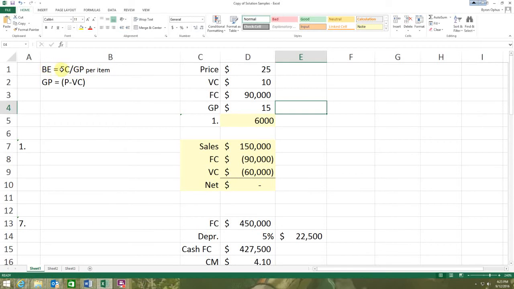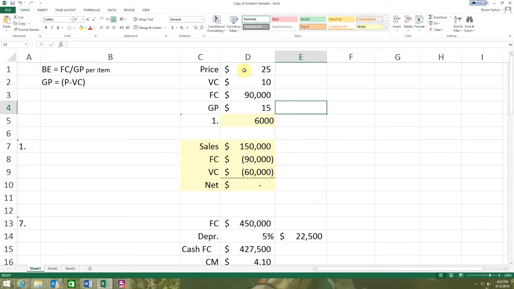My break even is equal to my fixed cost divided by my gross profit per item. And my gross profit per item is equal to the price minus the variable cost. Price per item minus the variable cost per item. So that way I've got a reference, something you certainly wouldn't have to do, but you could.